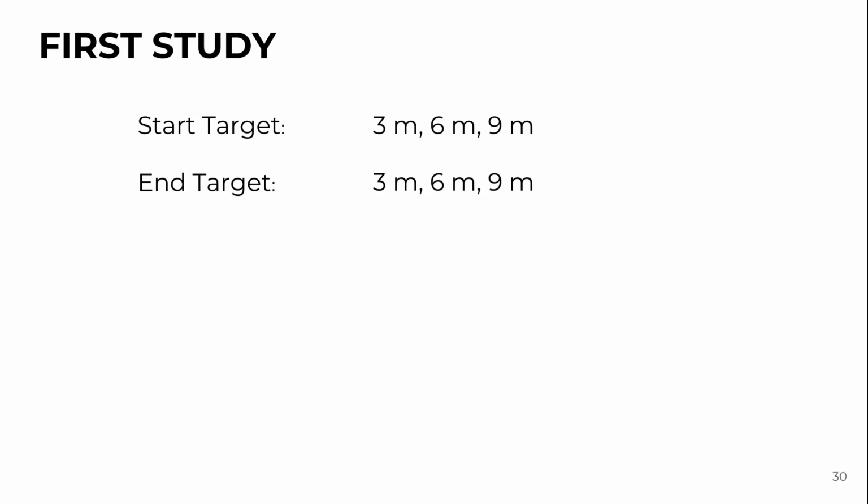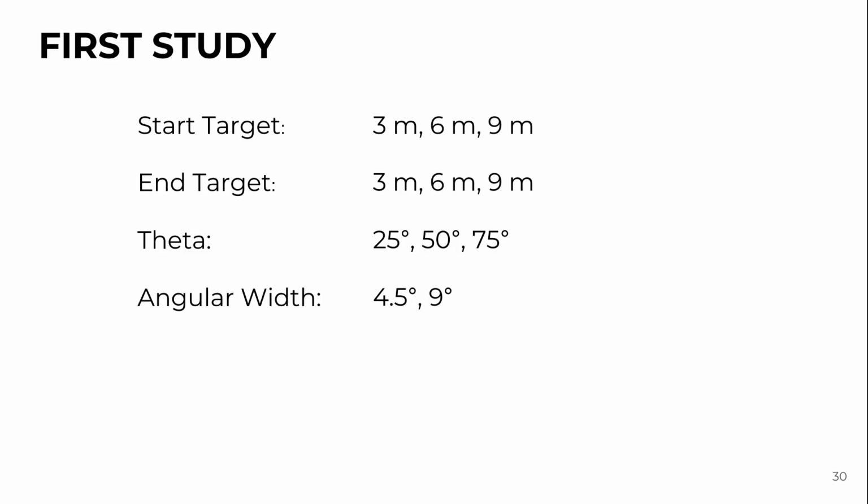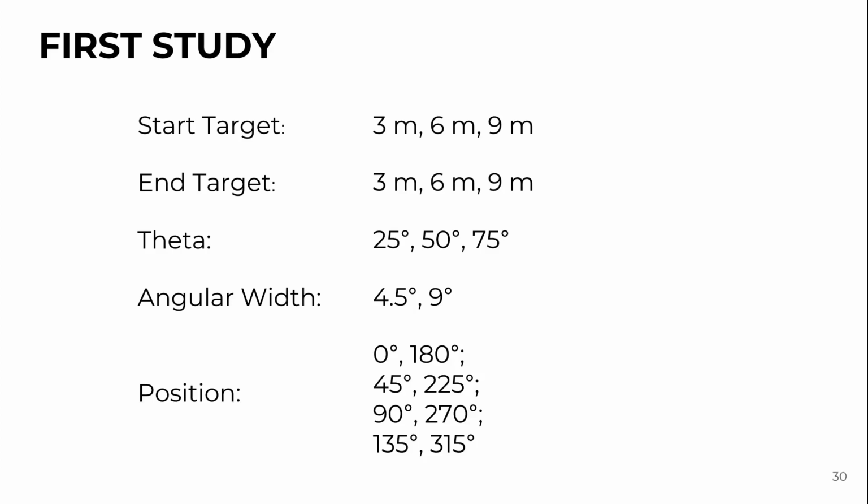We wanted to see if the angle between the targets was discernible, so we only used 3 discrete angles between the targets of 25, 50, and 75 degrees. We wanted to compare small targets versus large targets, so used an angular width of 4.5 degrees and 9 degrees. And finally, we placed the position of the target around a circle at 45-degree increments in opposing pairs.